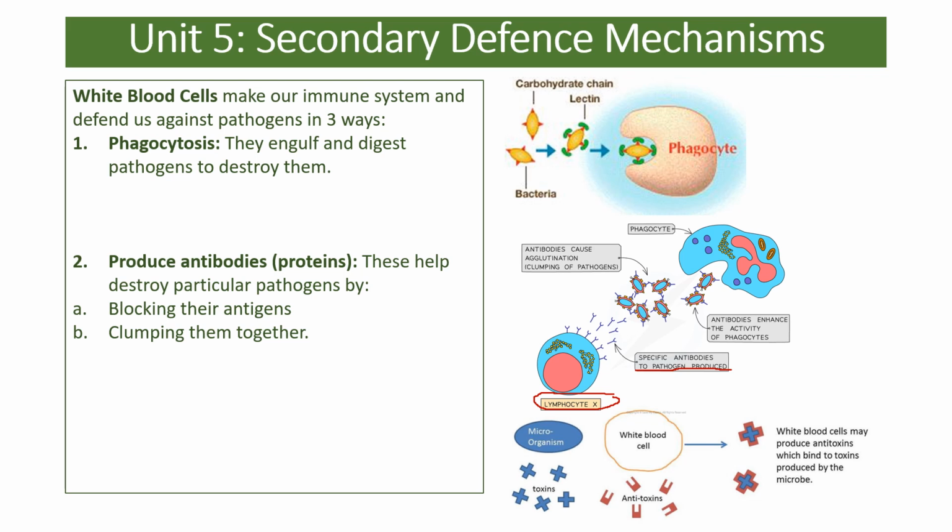And the third way we use our white blood cells to destroy bacteria or viruses is we produce something called antitoxins. Earlier on we said bacteria release toxins, which are poisons that can damage our cells. So we produce antitoxins, which counteract the toxin.